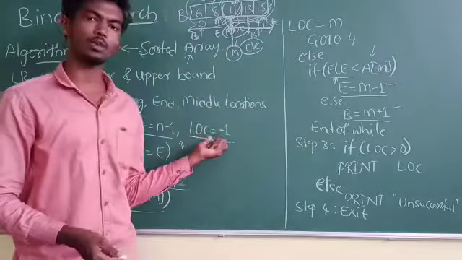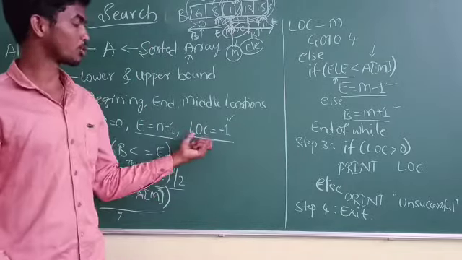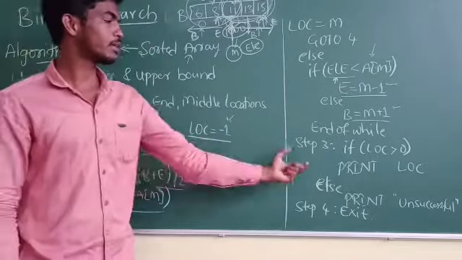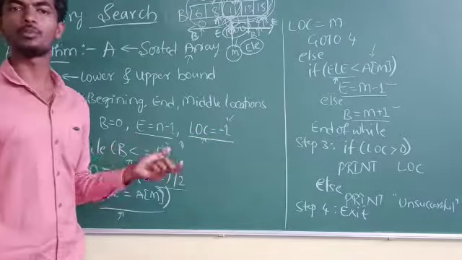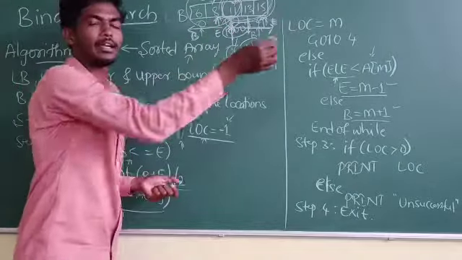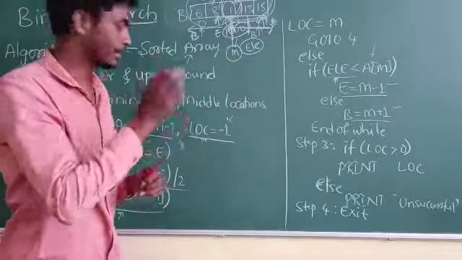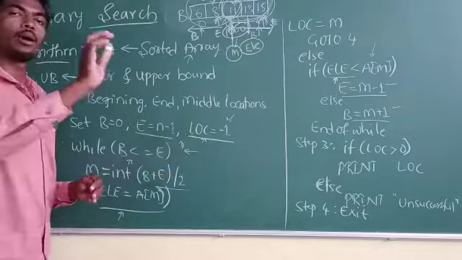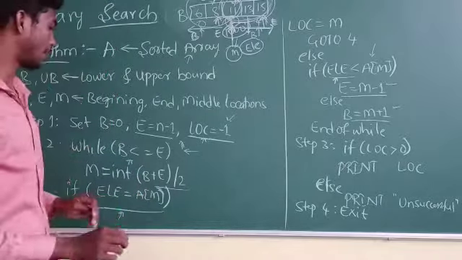Why is the location minus 1? The reason, as I explained in the last linear searching, is to justify printing the location and the unsuccessful message. And we use a while loop, up to where beginning is less than or equal to end. Normally beginning will be less than end, but we move the beginning and ending here and there. For that reason the condition asks whether beginning is less than or equal to E.